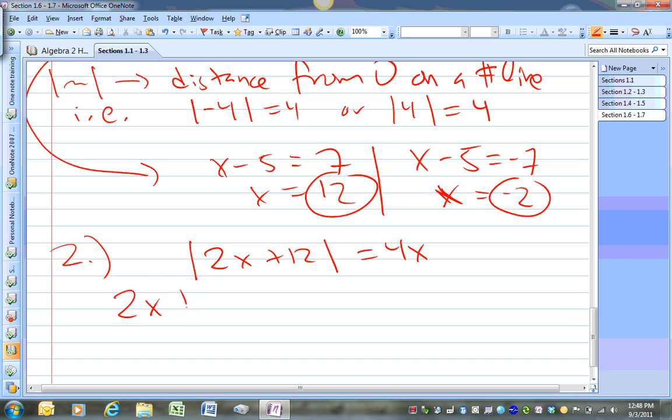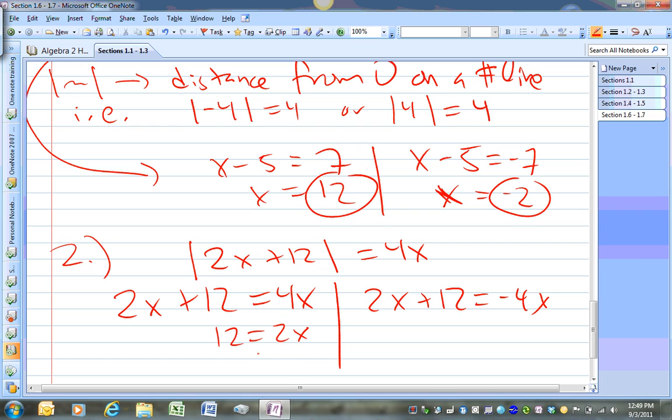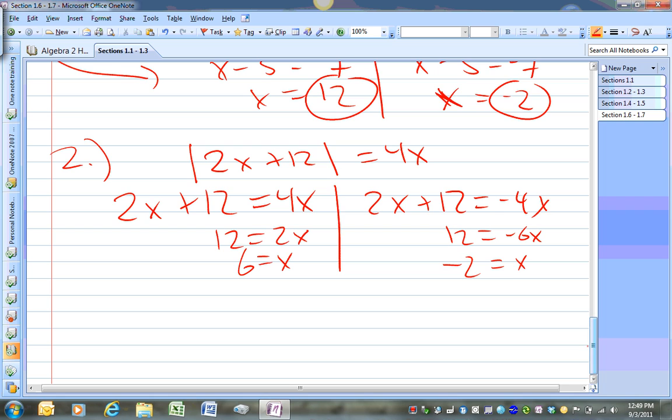But using the same algebraic technique, solve it the way it looks if the absolute value never existed, and then set it equal to its negative counterpart, which would be negative 4x. 2x equals 12, x equals 6. Negative 6x equals 12, x equals negative 2. So we get two answers. However, before I circle each one to say, okay, that's the answer, you must check.